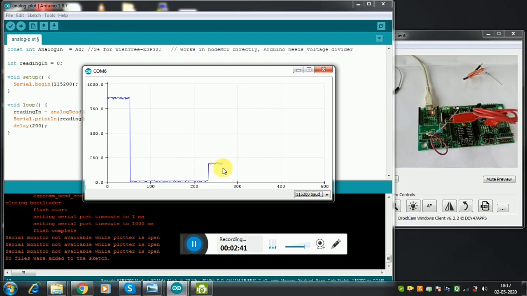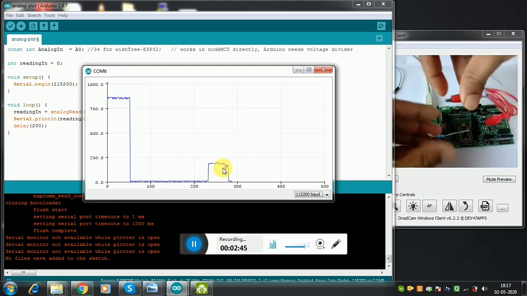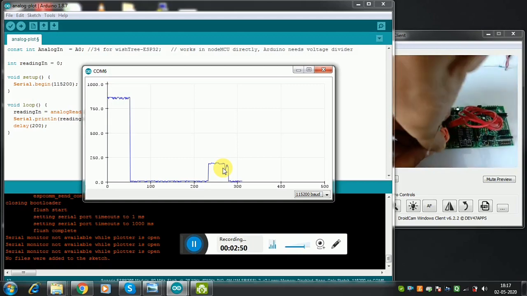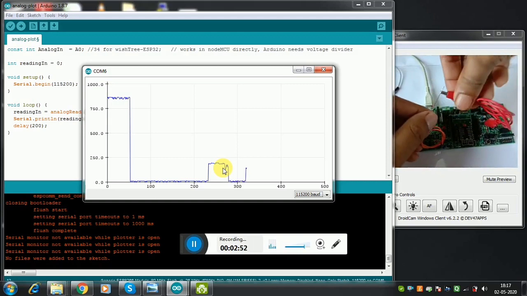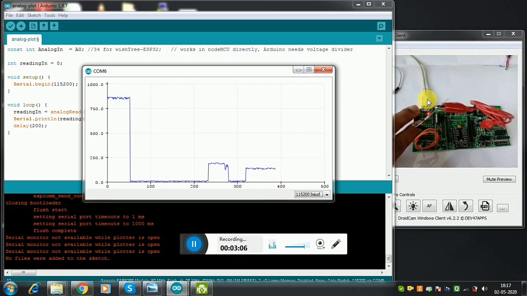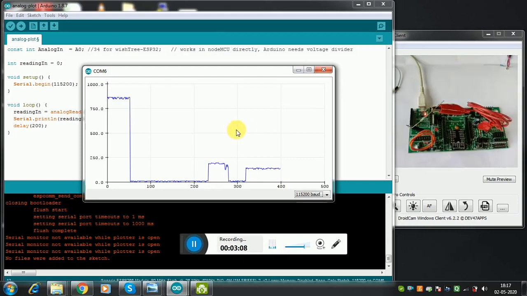Now let me put in a different resistor value. By the way, these resistors are in the 2 mega ohm, 3 mega ohm range. Now let me put in this one, which is probably a higher value. You see the voltage is yet lower. So you get a different reading for different voltages. This is how you should calculate the battery voltage reading, and these values you can send through the network to the cloud.